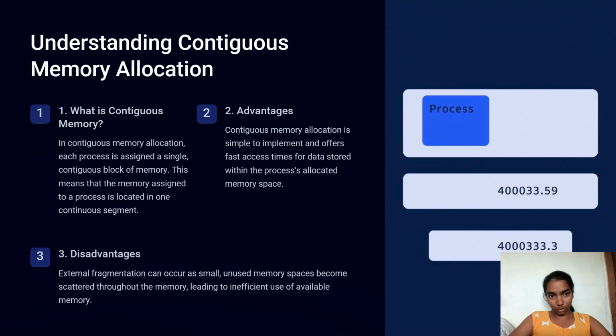Understanding contiguous memory allocation. What is contiguous memory? In contiguous memory allocation, each process is assigned a single contiguous block of memory. This means that the memory assigned to a process is located in one contiguous segment. The advantages. Contiguous memory allocation is simple to implement and offers fast access times for data stored within the process's allocated memory space. Disadvantages. External fragmentation can occur as small, unused memory spaces become scattered throughout the memory, leading to inefficient use of available memory.